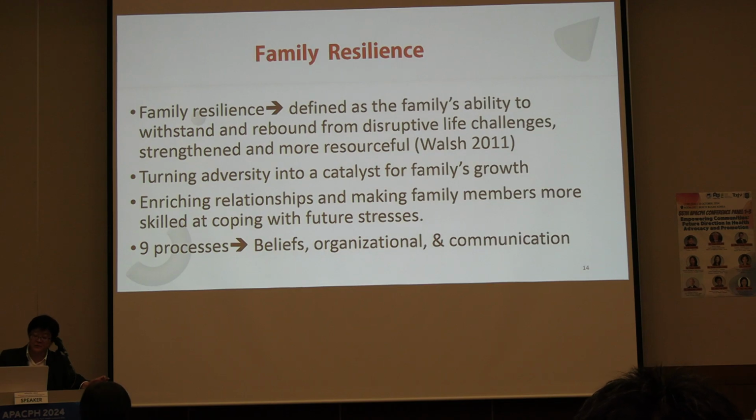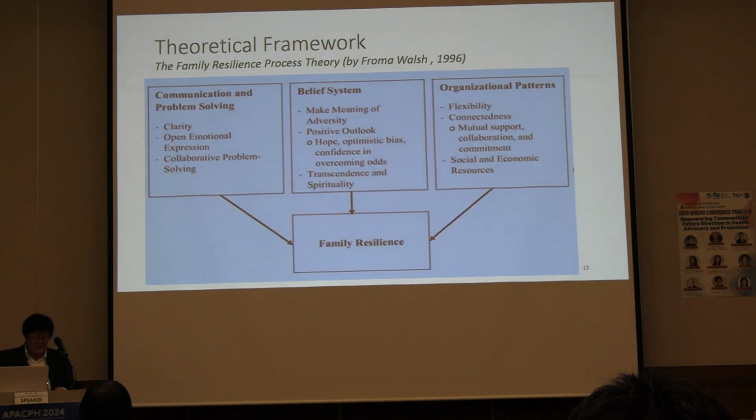And it has 9 processes. The main components: beliefs, organization, and communication. So these are the 3 components. Under communication and problem solving there are three things: clear communication, emotional expression, and collaborative problem solving. Under belief system as well, there are three bullets here, as you can see: making meaning of your adversity, positive outlook, and spirituality. As far as organizational pattern is concerned, there must be flexibility, connectedness, and social and economic resources, and all this makes up family resilience. Every family will be very different in combining all these components in dealing with a crisis. So you can mix and match to deal with your crisis.